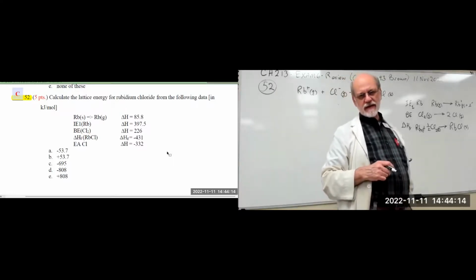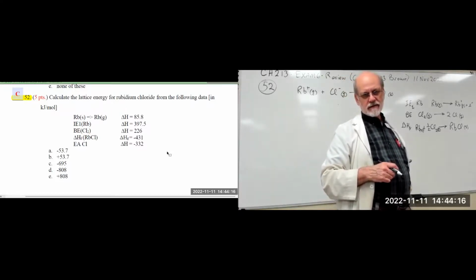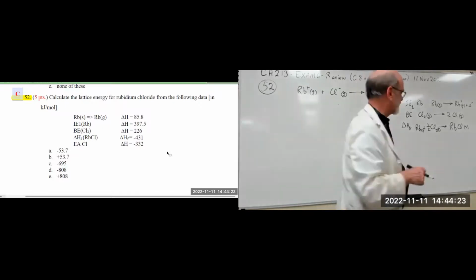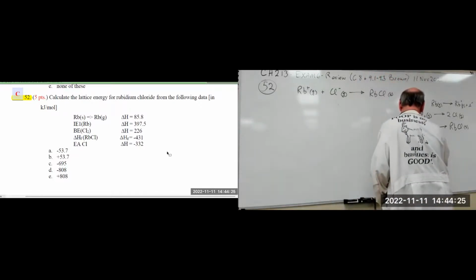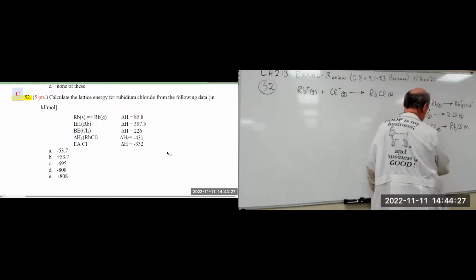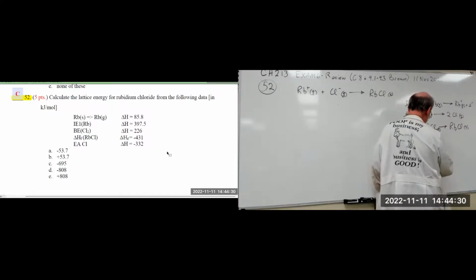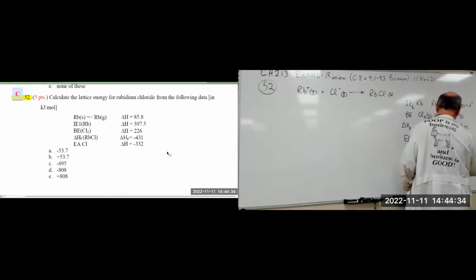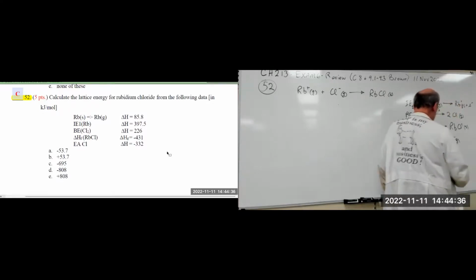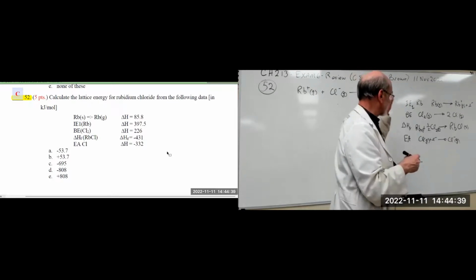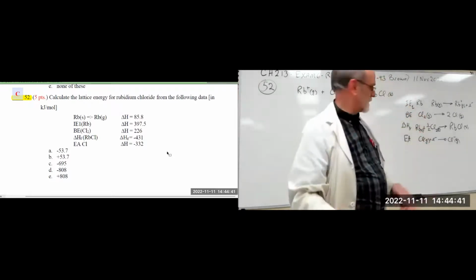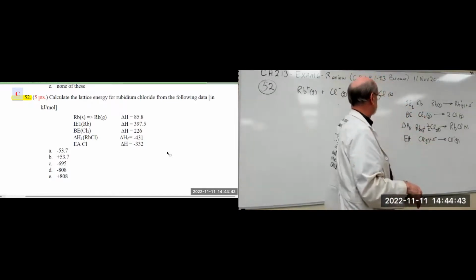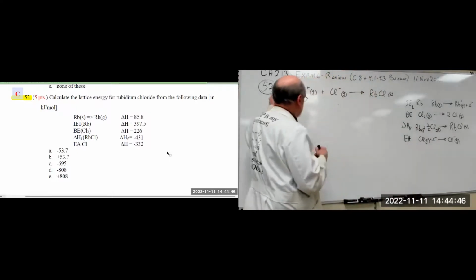And then EA. What is EA? Oh, electron affinity. Electron affinity of chlorine is chlorine gas plus an electron yields chloride gas. There you go. So all the energies that go into those are given here in that format. So now how do we solve this problem?